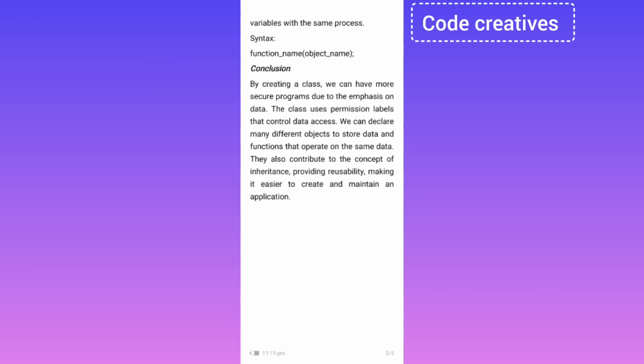So at the end we have the conclusion that by creating a class we can have more secure programs due to the emphasis on data. The class uses permission labels that control data access. We can also declare many different objects to store data and functions that operate on the same data. They also contribute to the concept of inheritance, providing reusability and making it easier to create and maintain an application.